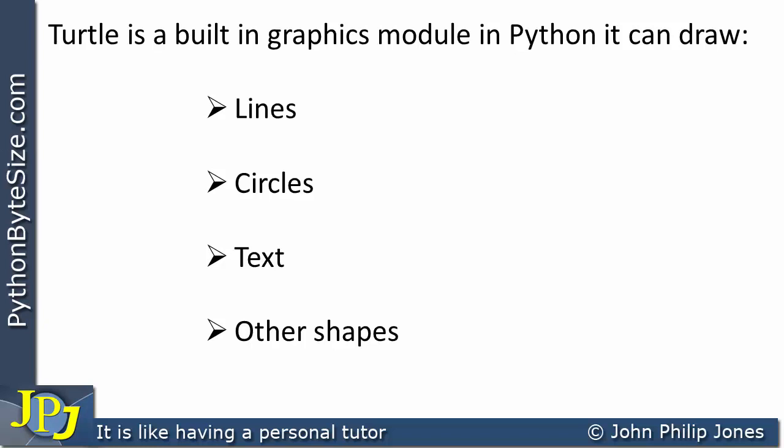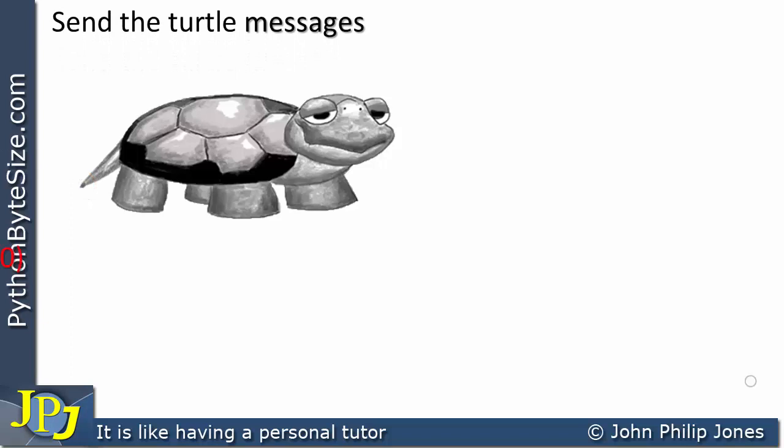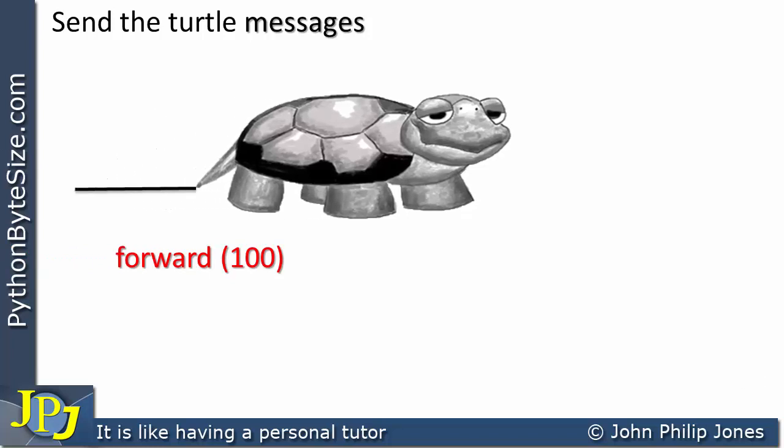It's based upon a simple premise, and despite this, it can be quite useful when you wish to draw graphs, for example. Here is the turtle with ink at the tip of its tail. Now what we're able to do, we're able to send the turtle messages. And here's an example of a message. We're going to tell the turtle to move forward 100 pixels. And when we do that, we can see that its tail will draw a line.